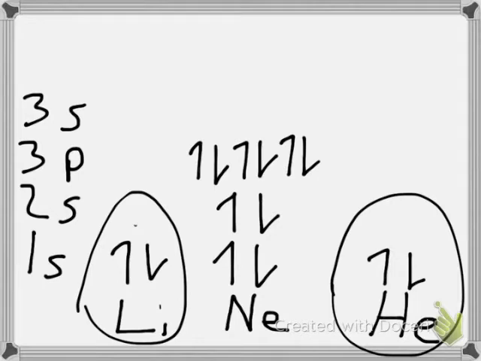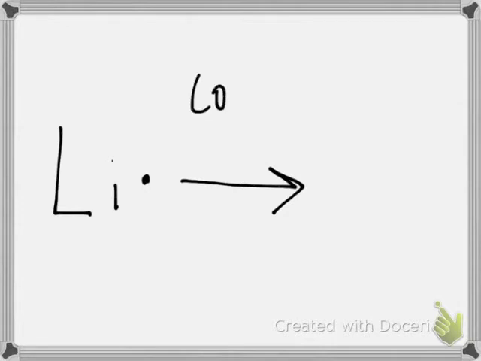Now we can show this loss of an electron with our electron dot structures. So this is how we would show that. We have lithium right here, Li, and it has one valence electron. What happens is we have a reaction here, and so we have a loss of one electron. And this is called ionization.